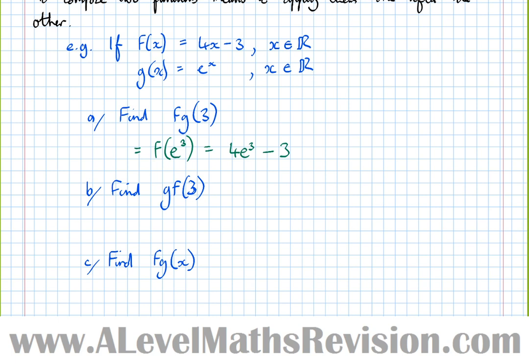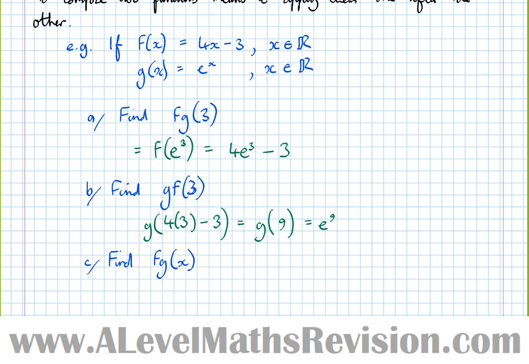Right, so part B, find gf of 3. Well, this time f is the first thing in the queue to have a go at that 3. So f has a go at the 3. So it becomes 4 lots of 3, take 3. However, it still needs to be g'd. And I think I can do better than this. I think I can simplify that before I try and g it. So g takes in 12 take 3, which is 9. So if we g 9, g takes anything and e's it. So if we apply g to 9, it becomes e to the power of 9.